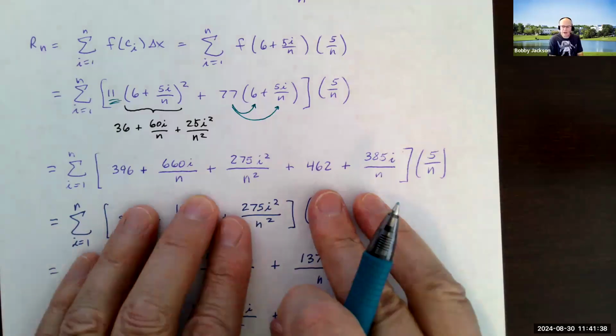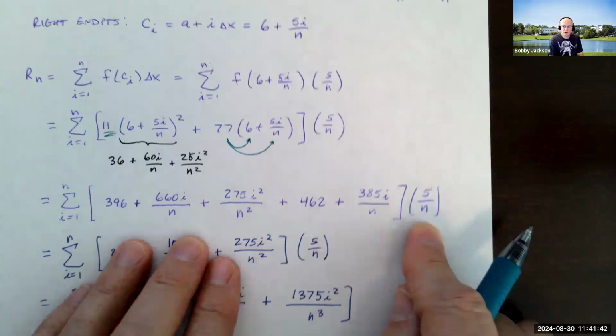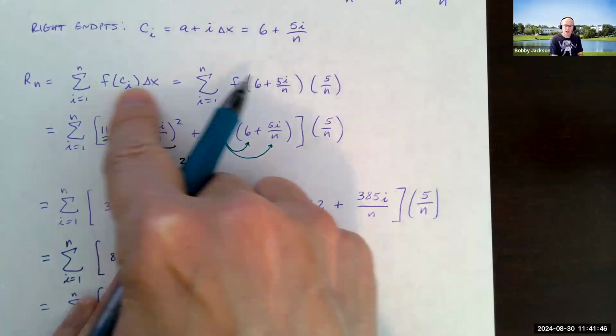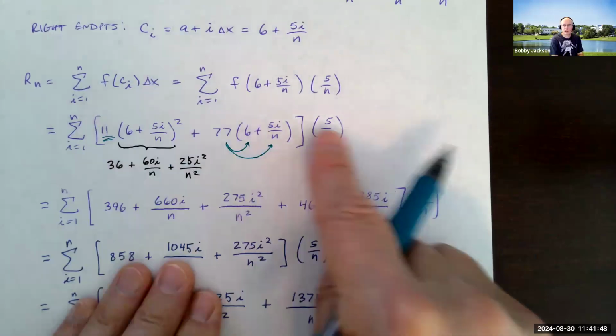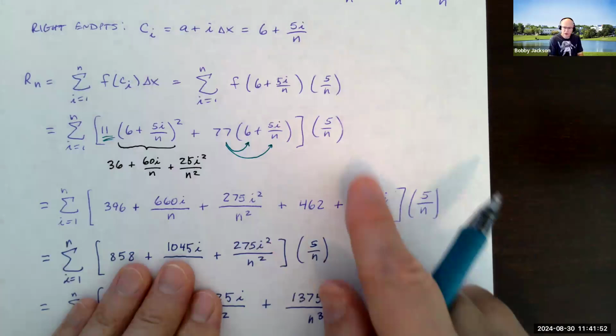Now I have this delta x. Don't forget, sometimes students will let it just disappear. Don't forget, we still have it. You could factor it out as a constant multiple using the linearity properties of summation. I'm going to choose to leave it in here, and I'm going to distribute it through here.